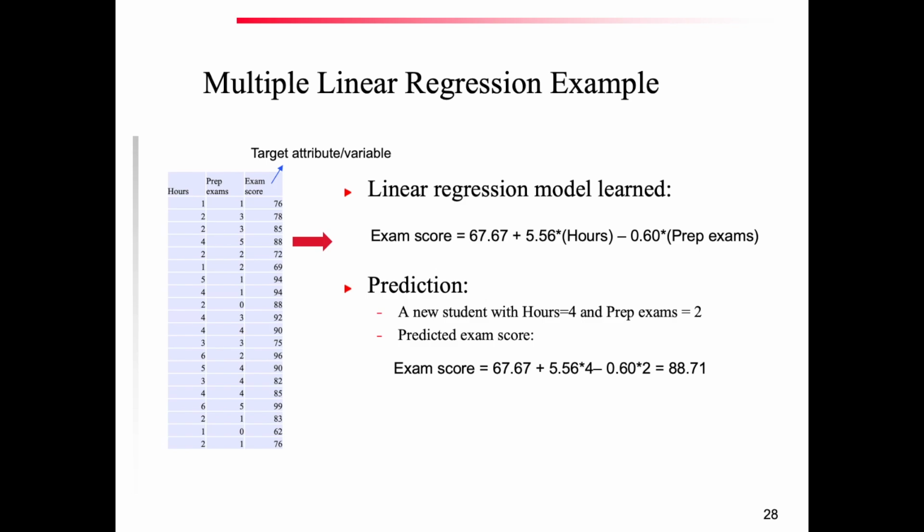And multiple linear regression example, you can see it here. So for example, your exam score is based on the hours and preparation exams. So you have two variables here considered to predict it. And you fit it to a line of 67.67 plus 5.56 multiplied by hours minus. So this is like y equals, for example, x plus something, right? So that is a linear model.